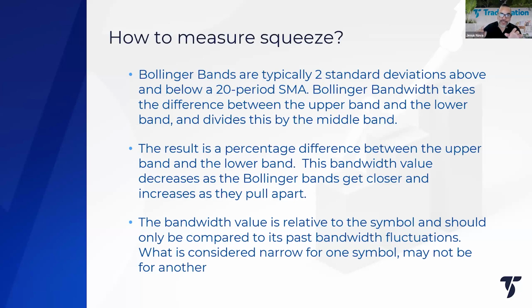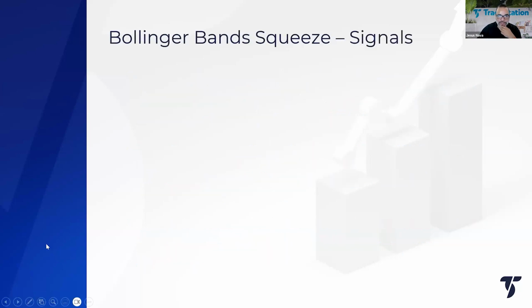One thing to note is what it says right there on this third bullet point: the bandwidth value is relative to the symbol that you're looking at and should only be compared to its past bandwidth fluctuations. So we're not able to compare the bandwidth of one symbol to the other. You're not going to be able to determine which stock is a trading opportunity based solely on the one bandwidth value because it's only relative to the symbol that you're looking at. And we're going to look at several examples today that will make that point much more clear.